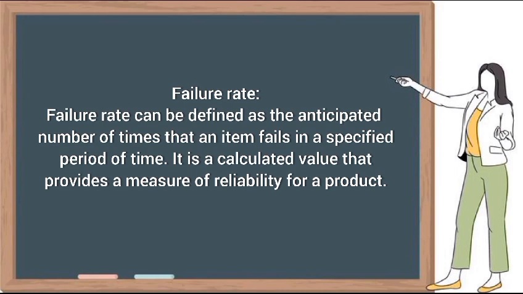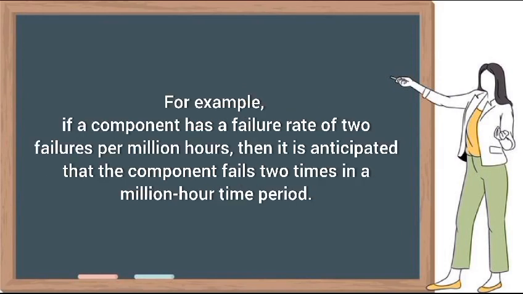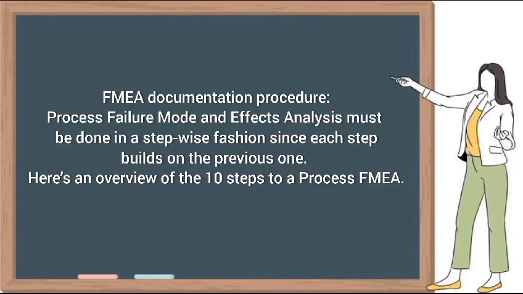Failure rate. Failure rate can be defined as the anticipated number of times that an item fails in a specified period of time. It is a calculated value that provides a measure of reliability for a product. For example, if a component has a failure rate of 2 failures per million hours, then it is anticipated that the component fails 2 times in a million-hour time period.